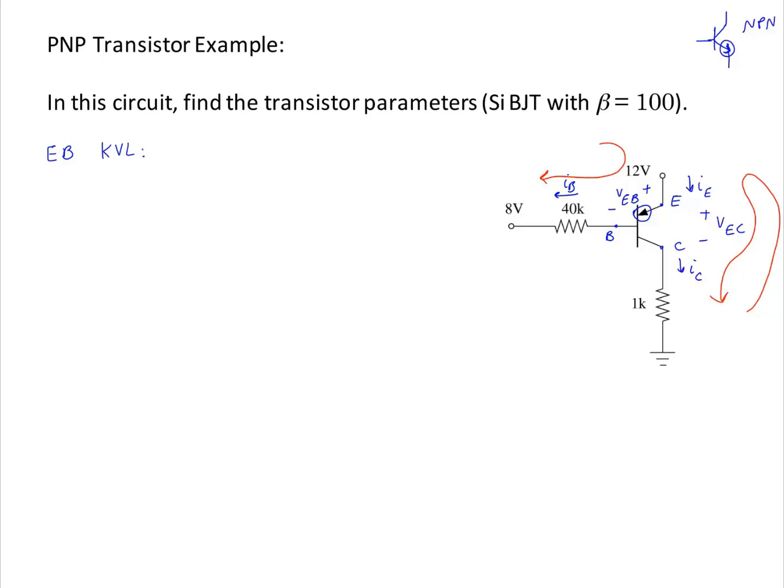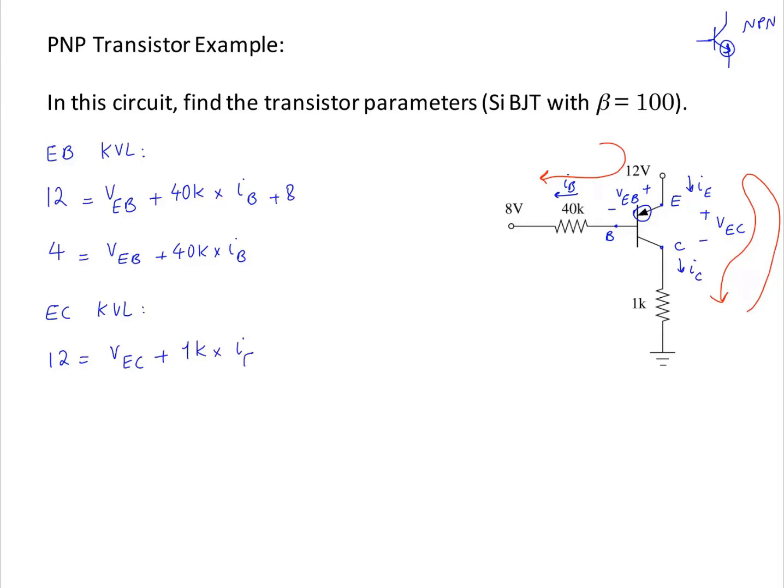The emitter to base KVL tells me that 12 equals V of emitter to base plus 40K multiplied by I of base plus 8 volts. Simplifying it gives me 4 volts equals the voltage of emitter to base plus 40K multiplied by I base. The emitter to collector KVL tells me that 12 equals V EC plus 1K multiplied by I collector.